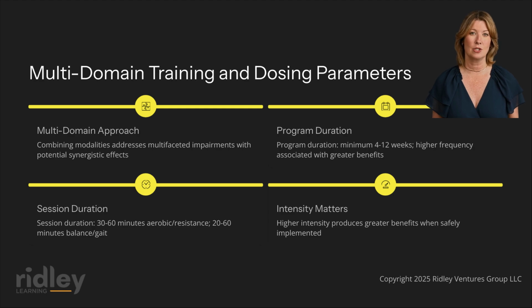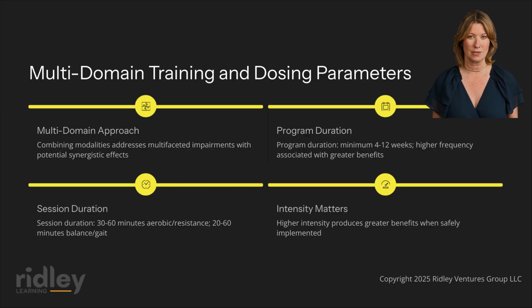Practical considerations, including session duration and patient tolerance, must be balanced against the potential benefits of comprehensive programming. Regarding dosing parameters and intensity considerations, optimal exercise dosing in Parkinson's disease remains an area of ongoing investigation, with systematic reviews providing guidance regarding frequency, intensity, duration, and program length for various exercise modalities. General recommendations suggest that exercise programs should continue for at least 4 to 12 weeks to achieve meaningful benefits, with longer program durations potentially producing more sustained effects.